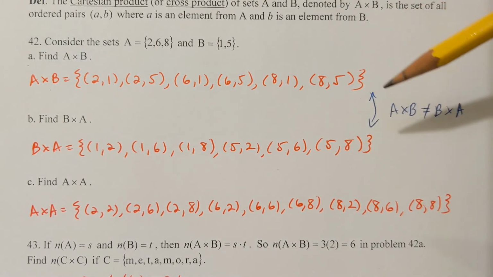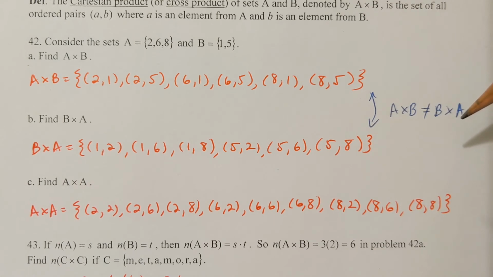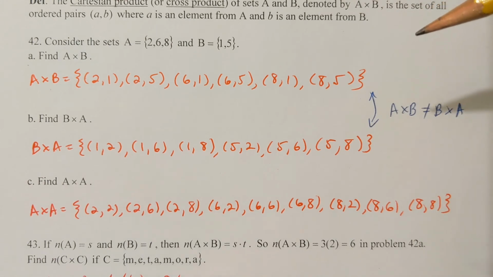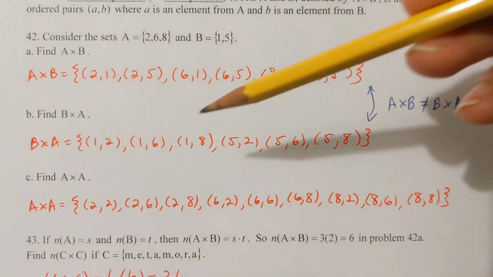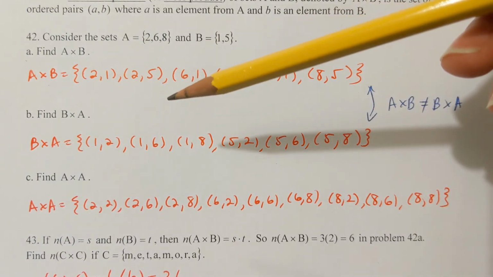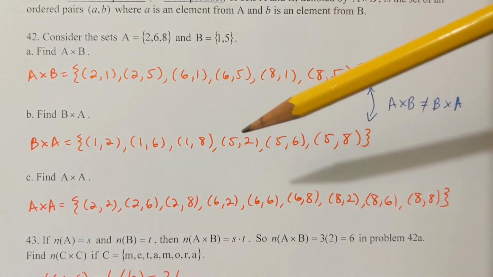By the way here, notice that A cross B is not the same as B cross A. Those are 2 totally different things. Okay, so order matters when you're listing things in this set. So if it's A cross B, anything in A needs to be listed first, anything in B needs to be listed second.